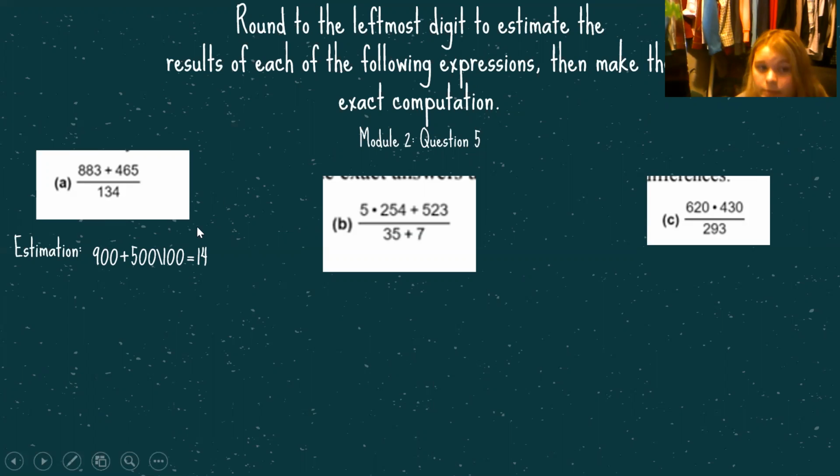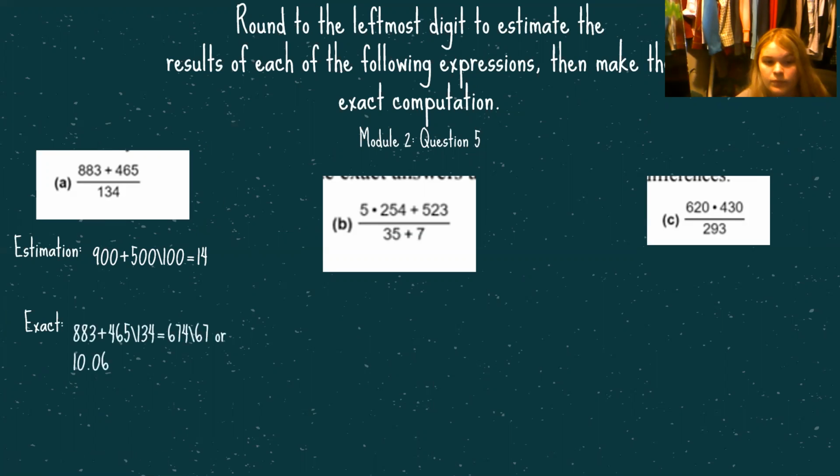Now for our exact computation cost, we are going to do the problem exactly as written. And that total is going to give us 674 over 67, or the decimal 10.06. So as you can see, it's pretty close. So again, estimation, we're just trying to get the closest we can without actually doing the exact computation.